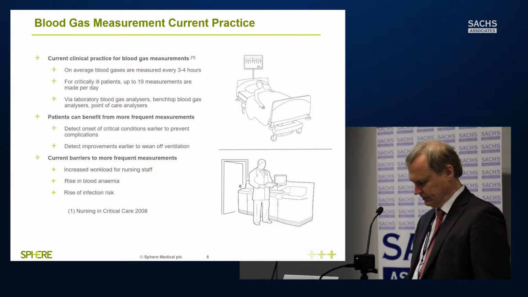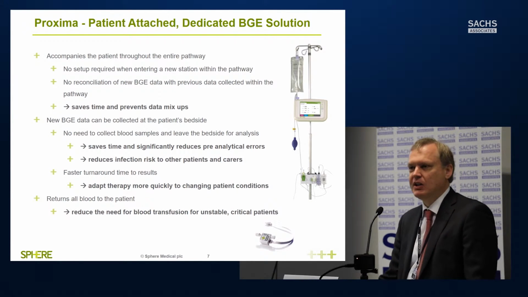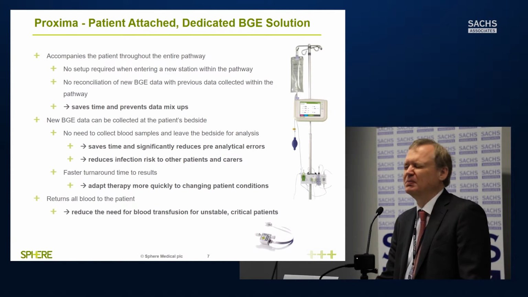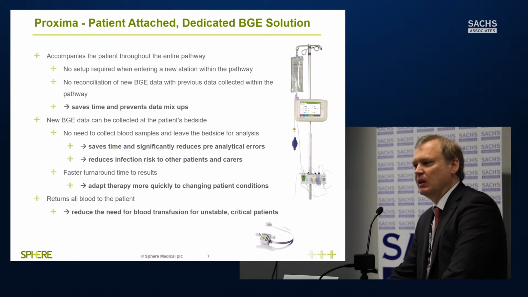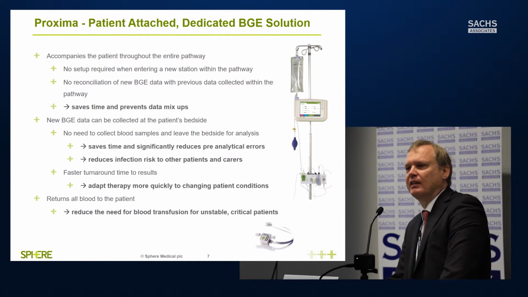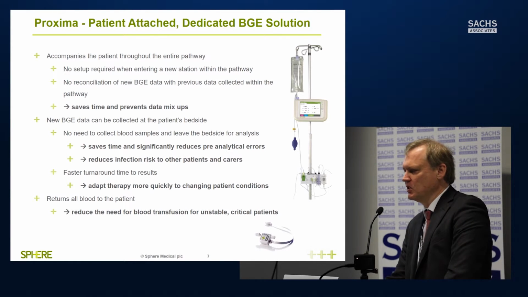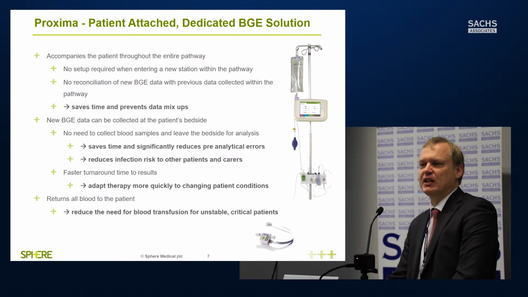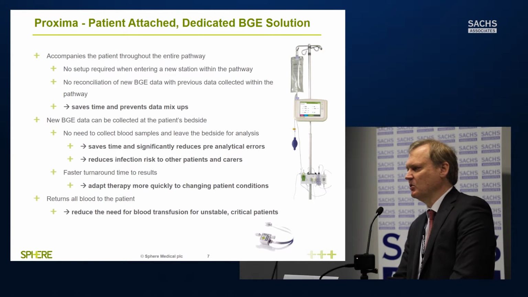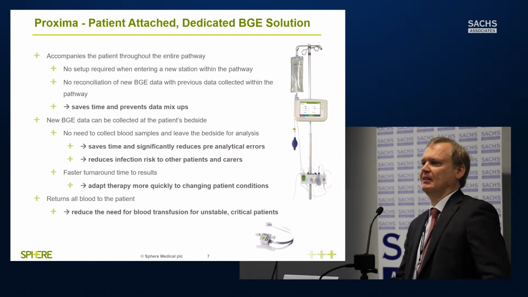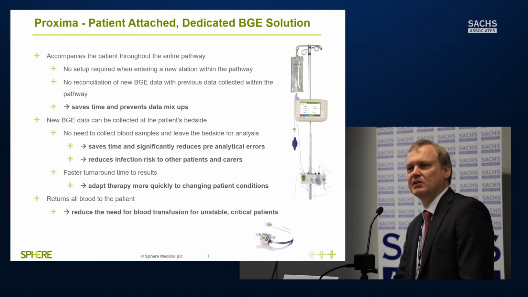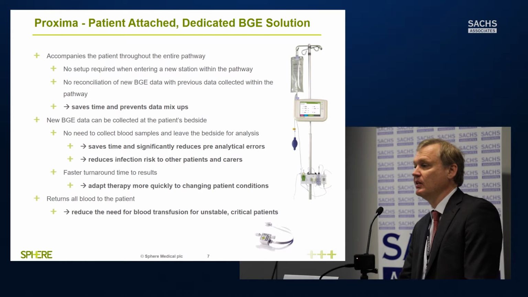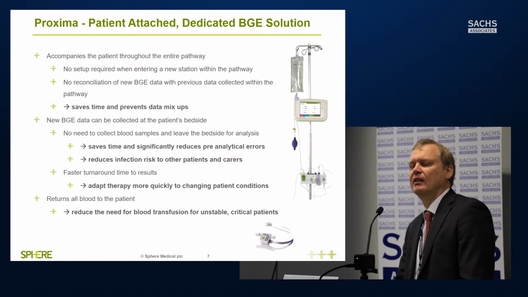So with Proxima, we have a patient-attached, dedicated solution. So the nurse stays there, she doesn't have to go away, and all blood is extracted and also returned to the patient. So what does this actually mean? You connect it to the patient, and this will move with the patient through those various stations of the pathway. There's no need for setting it up every time you enter a new station. There's no need to somehow get the data aligned so that all the blood gas tests which were done in the patient over several days of an episode of care are there.